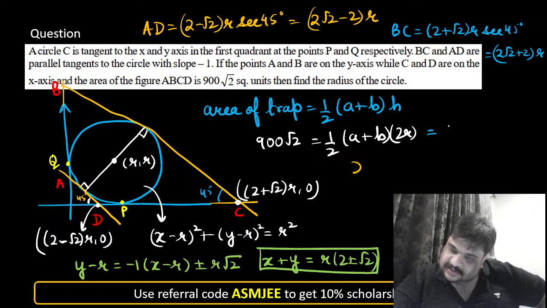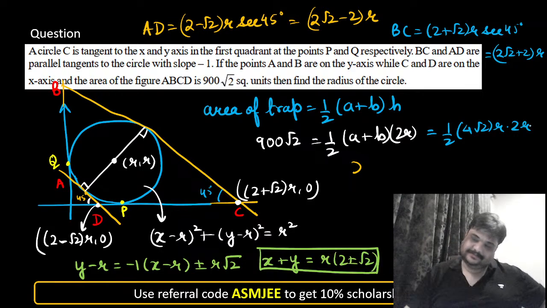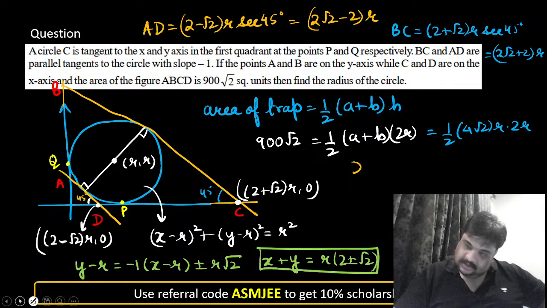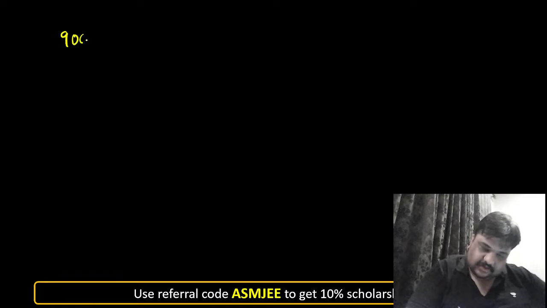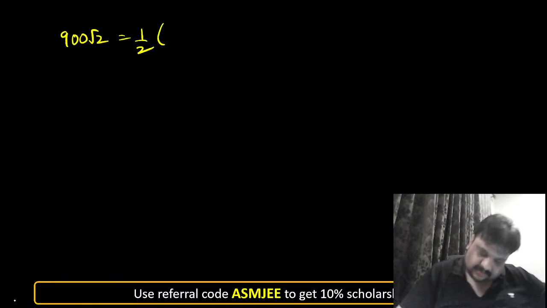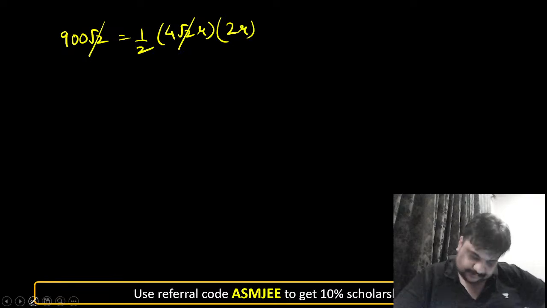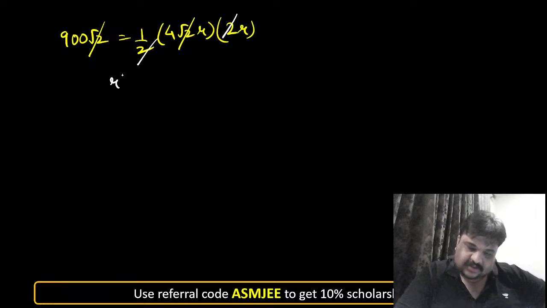So now the question is done. Half a plus b. Adding these two will be 4 root 2 r into 2r. Now we can find r. So 900 root 2 is equal to half into 4 root 2 r into 2r. So root 2 cancelled, 2 cancelled. R square is 900 by 4, which is 225. R is equal to 15.